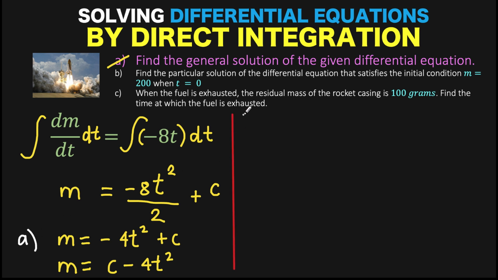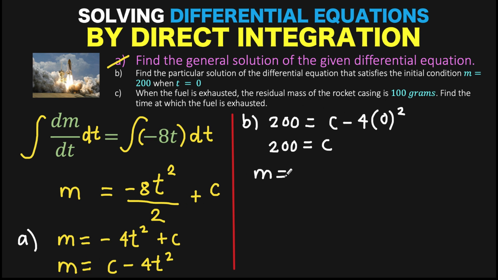Now let's go to letter B. Find the particular solution of the differential equation that satisfies the initial condition m equals 200 when t is equal to 0. So all we have to do is substitute those initial values to m and t and solve for c. So our m is 200 equals c minus 4 times the value of t, which is 0, then raise it to the second power. So 200 is equal to c. And therefore, the particular solution given this initial condition is m equals 200 minus 4t squared. So this is our answer for letter B.